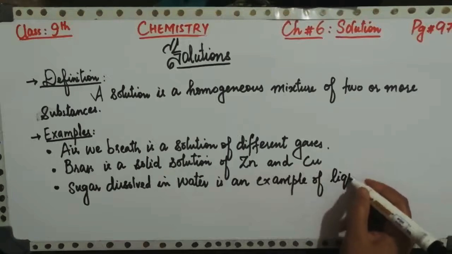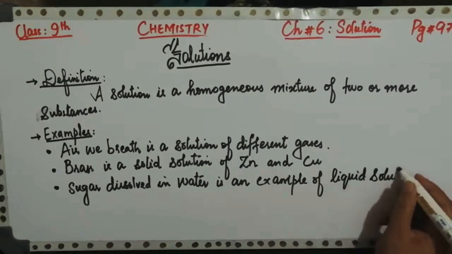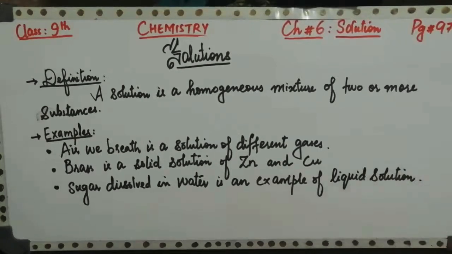So now in front of you there are 3 examples of 3 different types of solution depending upon the physical state of solvent in which they are dissolved. So air, brass and sugar. Air is the gaseous type of solution, gas solution. Brass is a solid solution, and the sugar dissolved in water is an example of liquid solution.